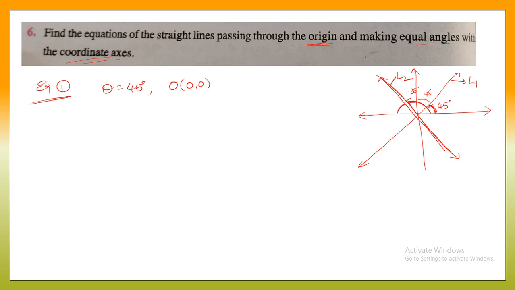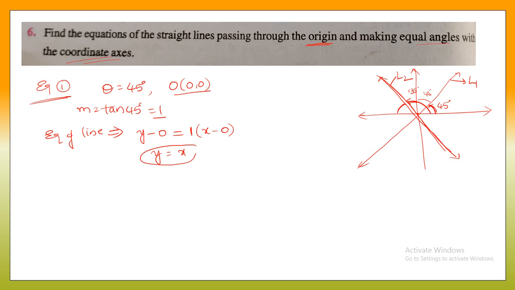Passing through the origin means one point is given. So clearly, the slope is equal to tan 45 degrees, which gives me 1. Since I know the slope as well as a point, the equation of the line is y minus y1, where y1 is 0, is equal to m into x minus x1. From this I can directly write it as y is equal to x. So y is equal to x is one line which passes through the origin and will make equal angles with the coordinate axes.